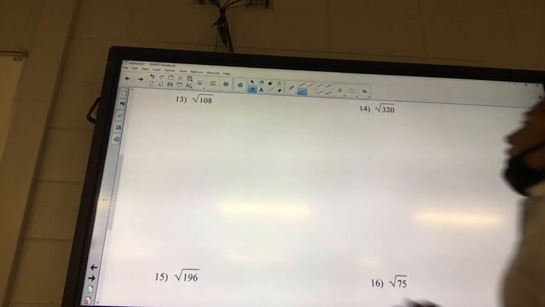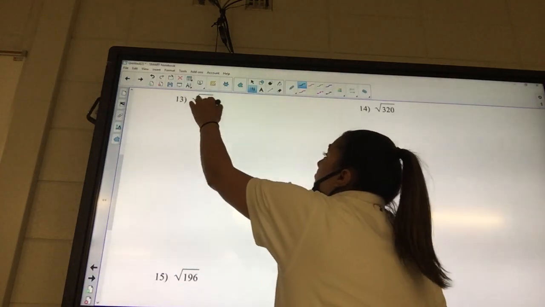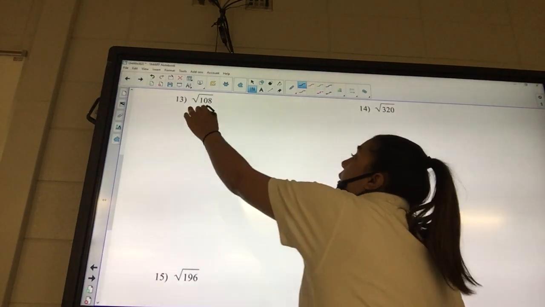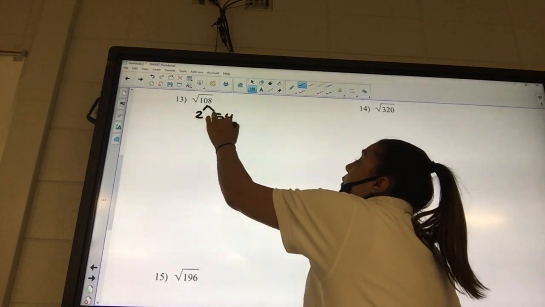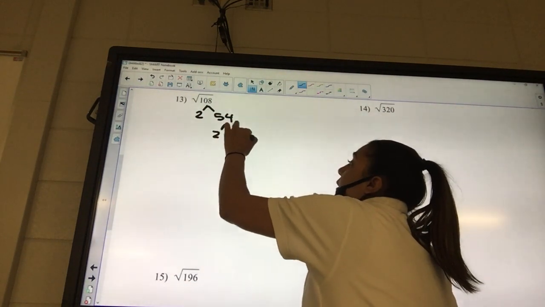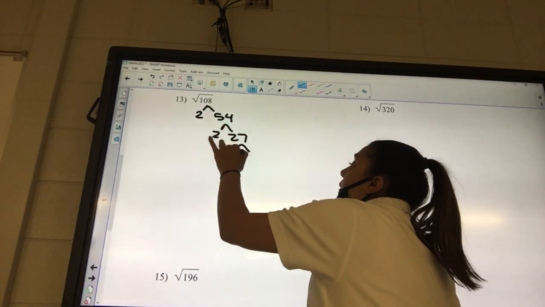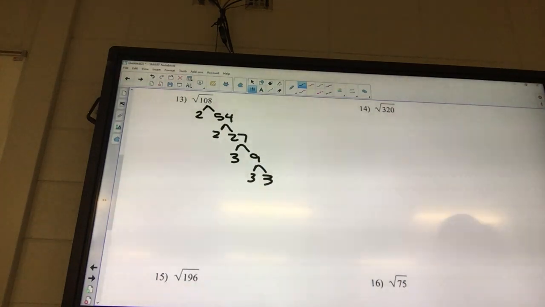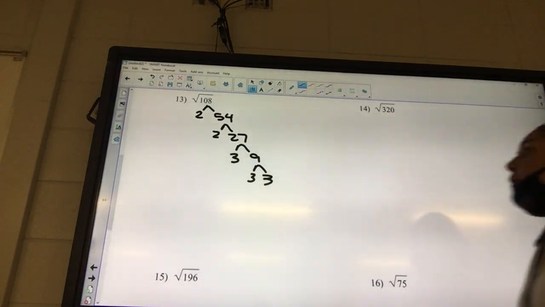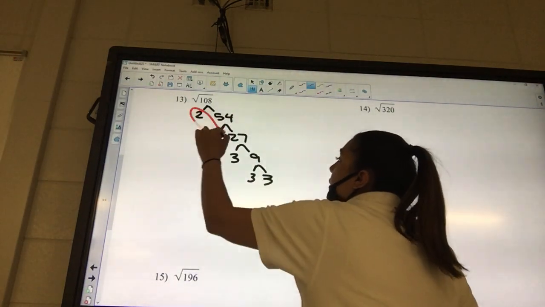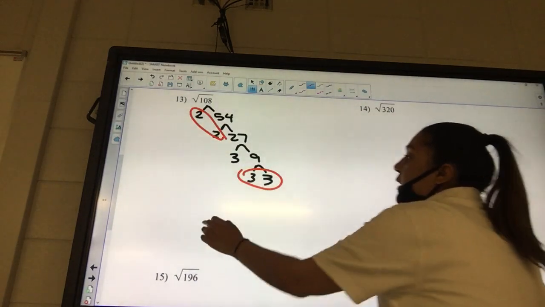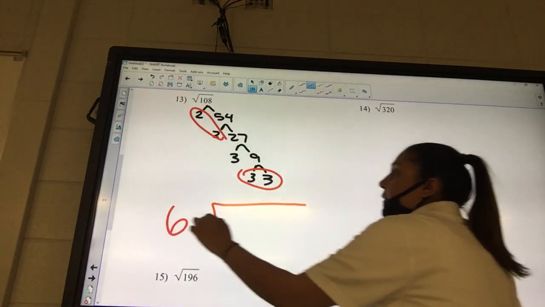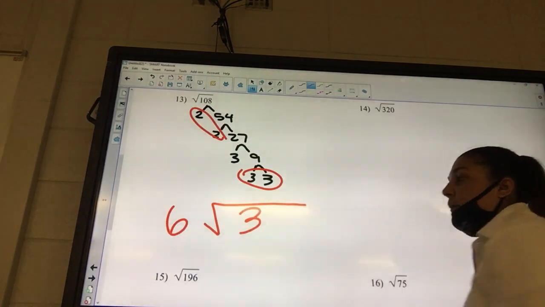Okay, number 13, factors of 108. 2 and 54. 2 and 27. 3 and 9. 3 and 3. Who's our group? Groups of 2. Yep, so we got a group of 2s and a group of 3s. So what's going to be our number on the outside? 6. Inside, 3.